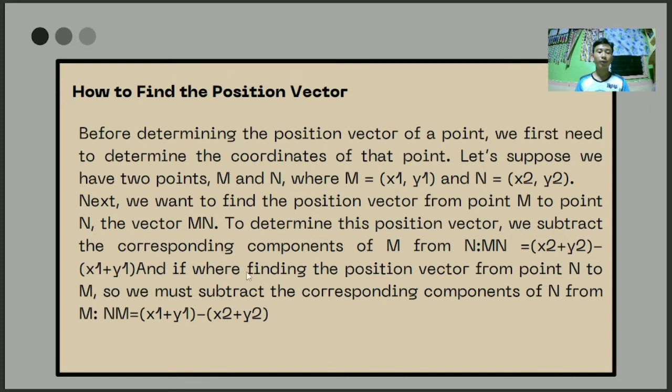And if we're finding the position vector from point N to point M, we must subtract the corresponding components of N from M. So here, the position vector NM is equal to x1, y1 minus x2, y2. So if we're going from N to M, we're going to subtract the coordinates or the components of N from M.